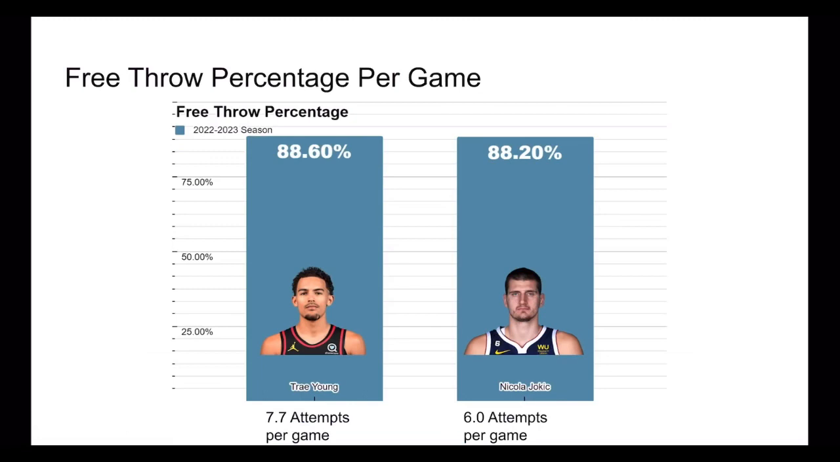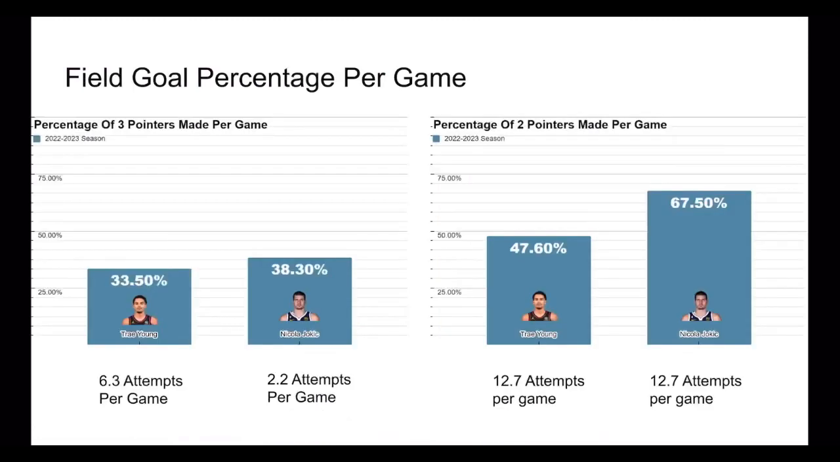Another thing we can look at is free throw percentage per game. Now they both virtually shoot the same percentage from the free throw. Trae Young 88.6, while Nikola Jokic 88.2. But Trae Young does average 7.7 attempts per game compared to Nikola Jokic's 6.0 attempts per game. So through this data, we can notice that Trae Young may have a higher points per game, but he also takes more attempts per game, and he has a lower percentage of those attempts that actually go in.